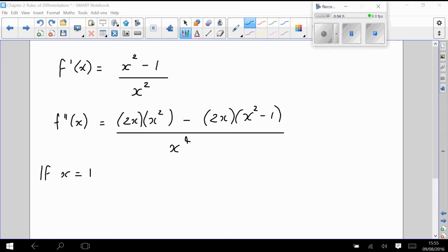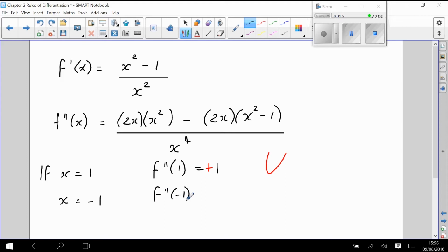Sorry, I meant a plus answer, because your second derivative comes out to be equal to 1. If my second derivative is plus, it means that I'm going to have a local minimum turning point. Now you have to do this again, and you're going to substitute when x is equal to minus 1. And this time, when you find your second derivative, when x is minus 1, your answer is going to come out as a negative answer. In other words, you're going to have a local maximum turning point.